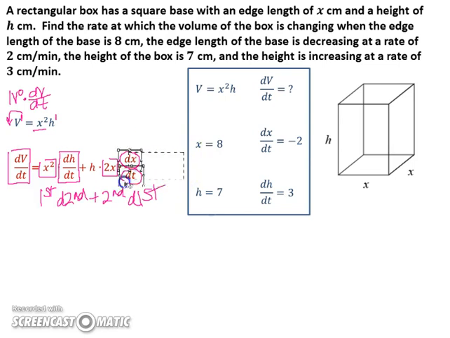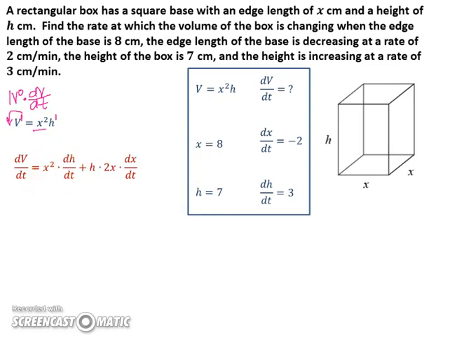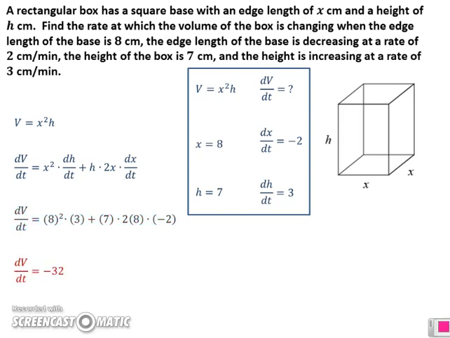Let me clean it up for you real quick so you can see what it looks like without all my writing on top of it. Because the next step, they actually gave us everything. They gave us everything we need. We have an x value, it's 8. We have the rate at which the height is moving, that's 3. They gave us the height, that's 7. There's x again, and we also know the rate at which the edges are moving. So we have all those values to plug in. The question is asking for the derivative of the volume. So plug it all in, simplify it, and you get negative 32.